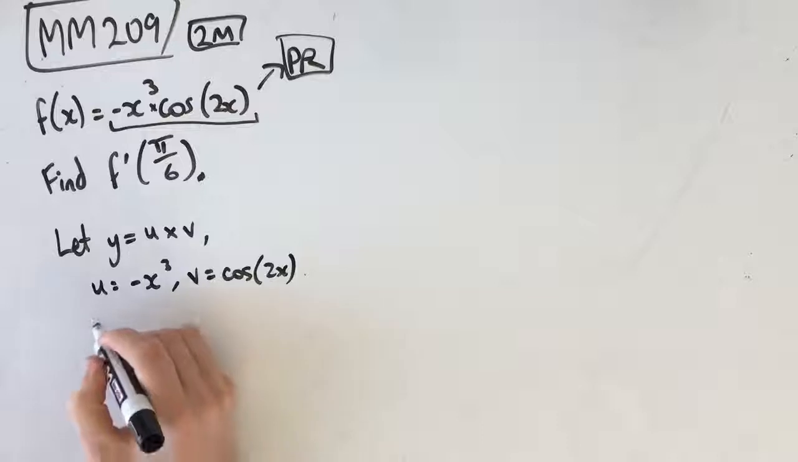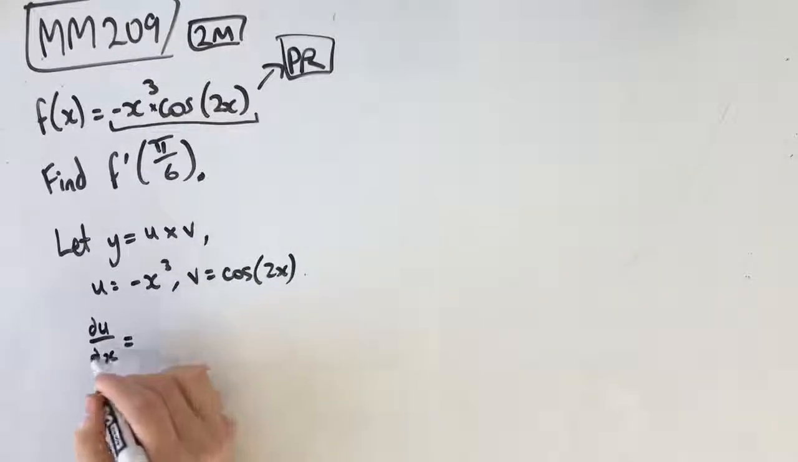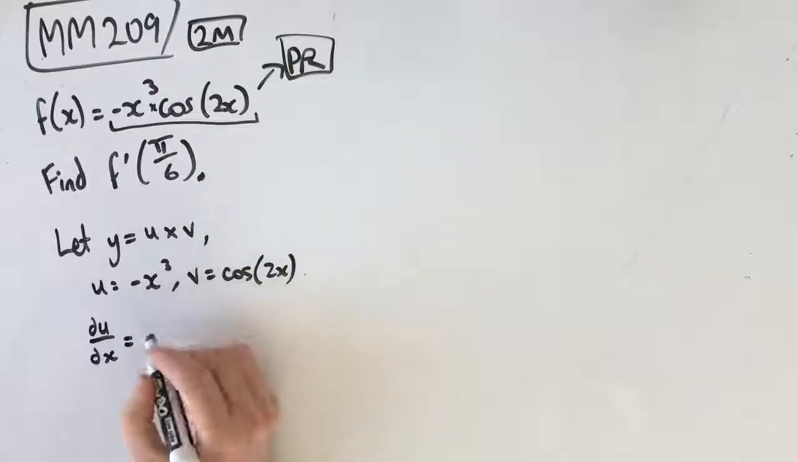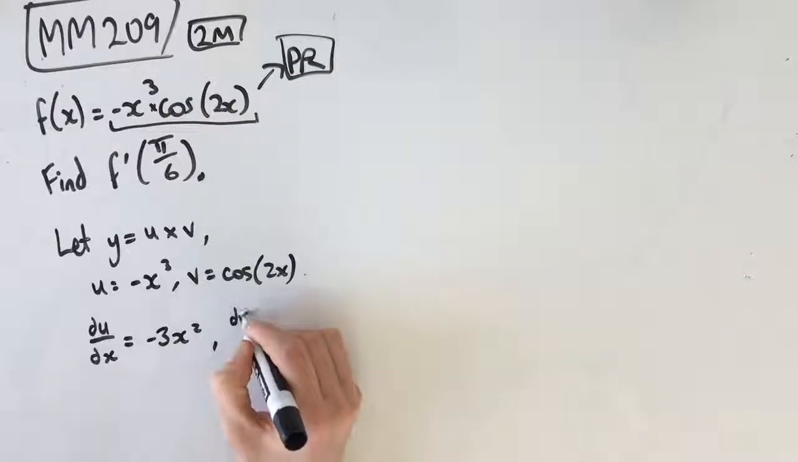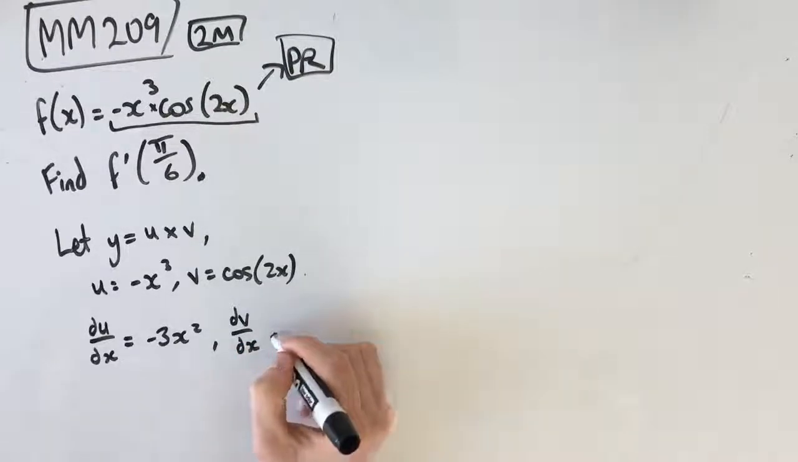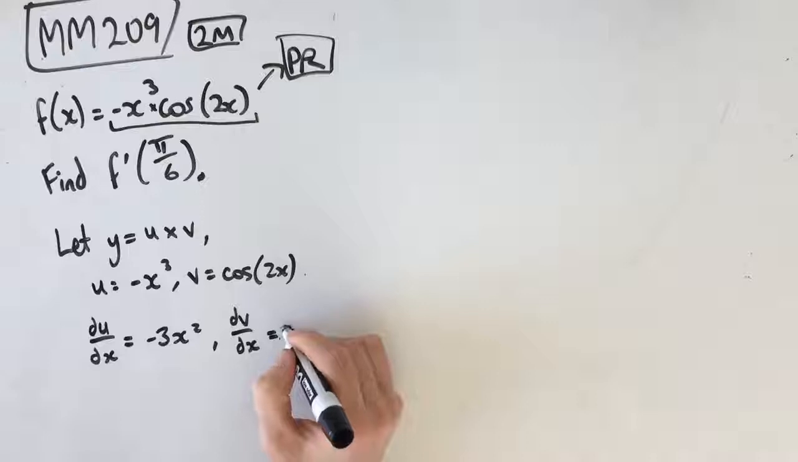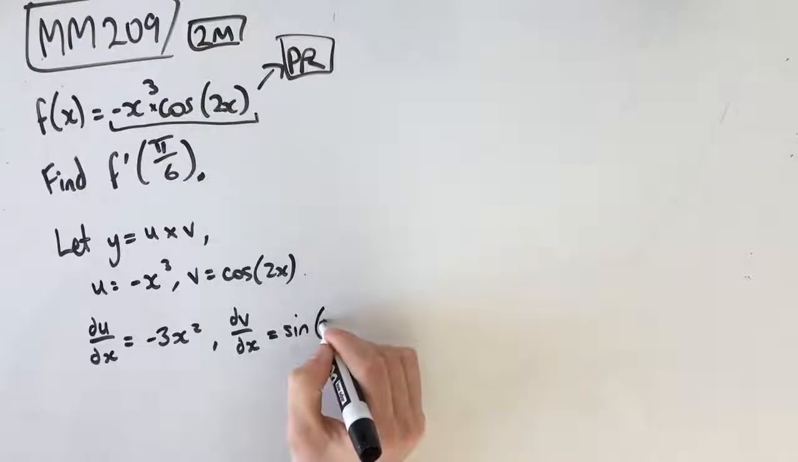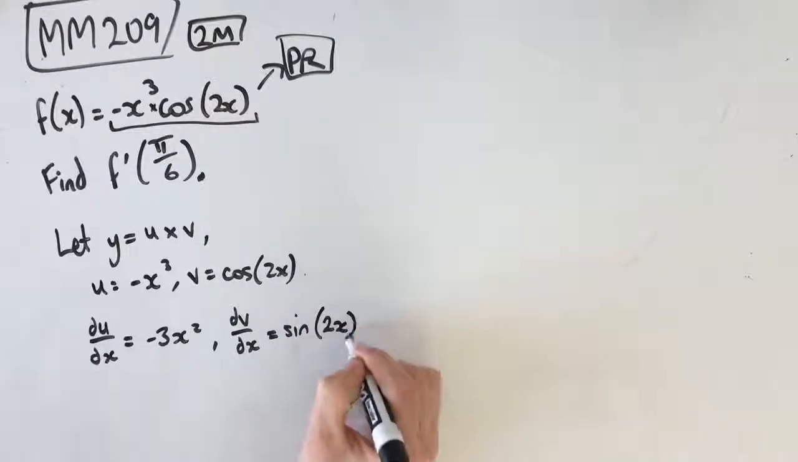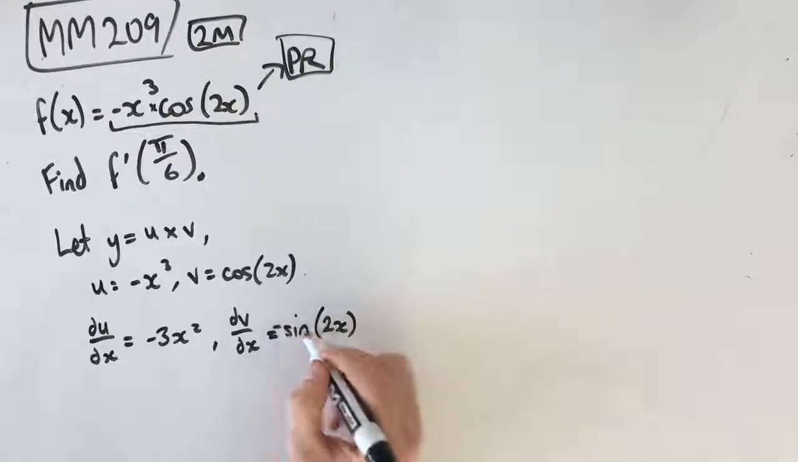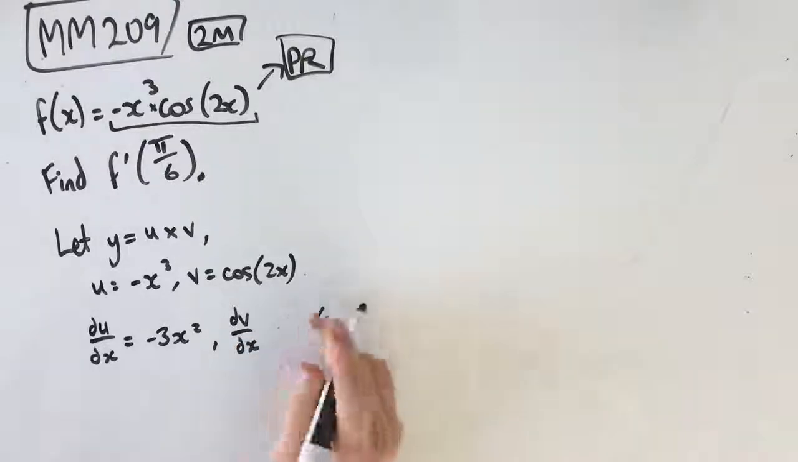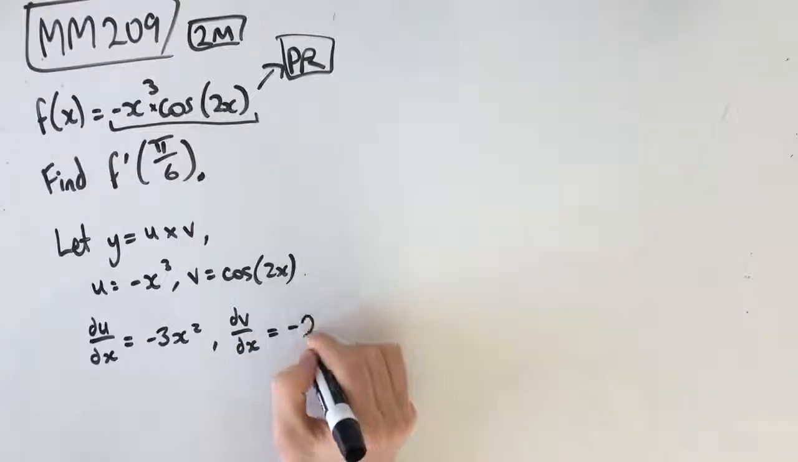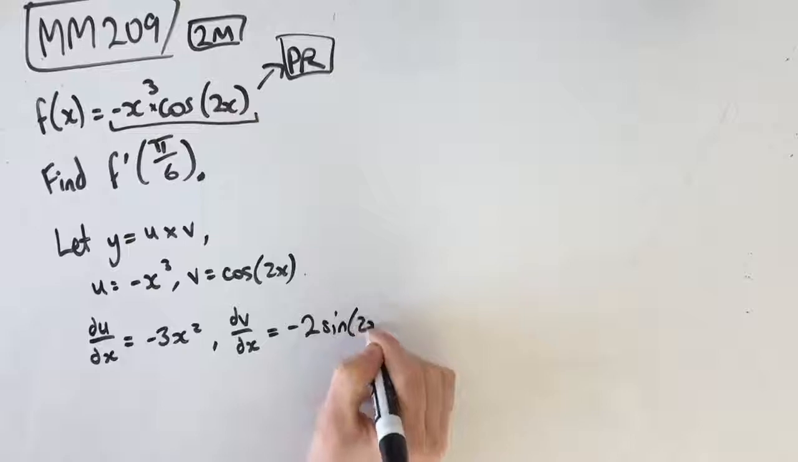From here, we're going to find du dx and dv dx because we're going to need that for our product rule later. So du dx is the derivative of this, which is negative 3x squared, and dv dx is equal to sine of 2x. Sorry, negative, what am I doing? Sorry guys, brain fart moment. Negative 2 sine of 2x.